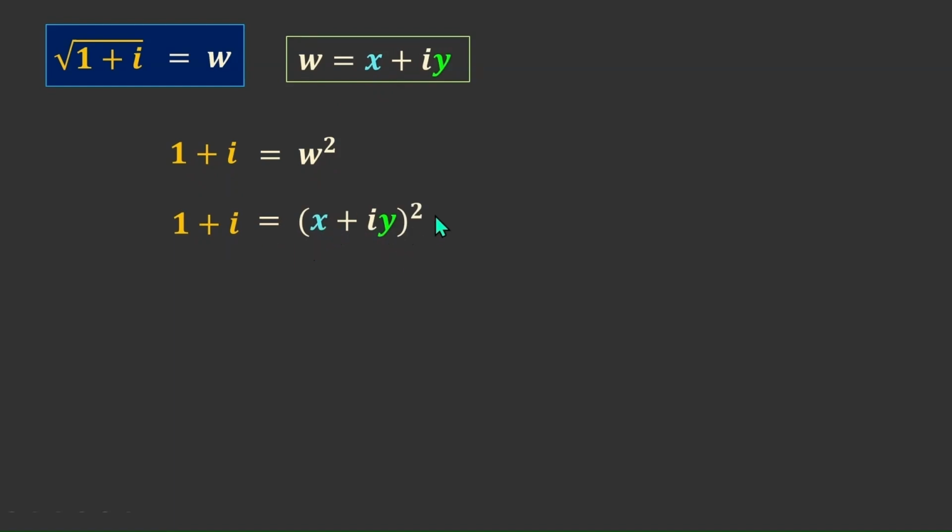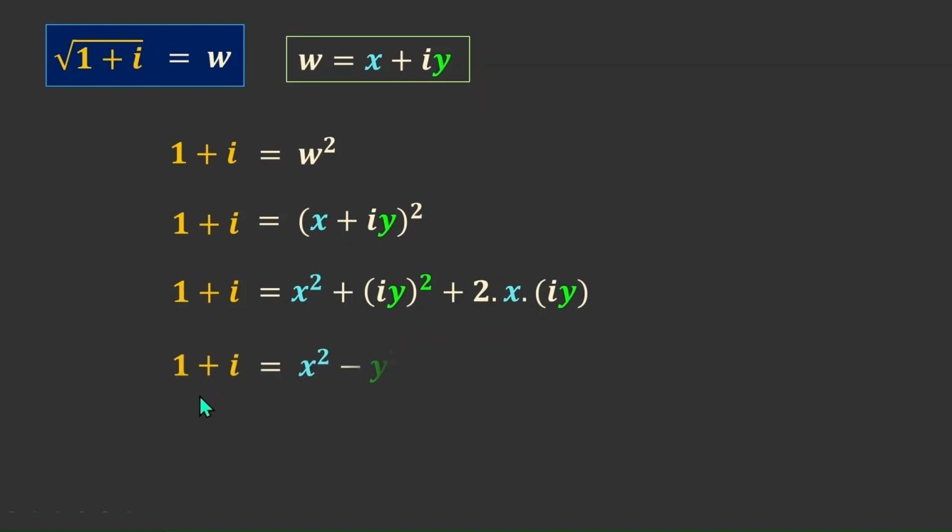So understand what our objective is. We're trying to find the values of x and y from this equation. Okay, so let's use the square formula. So this becomes 1 plus i is equal to x squared plus (iy) whole squared plus 2x into iy. So this becomes 1 plus i is equal to x squared minus y squared, because here it would be i squared into y squared and i squared is equal to minus 1, plus 2i xy.